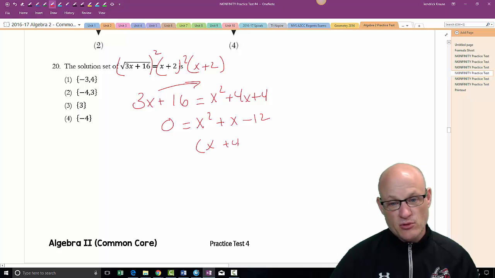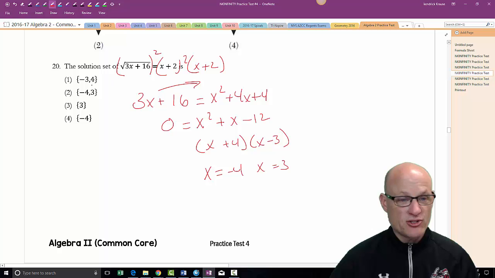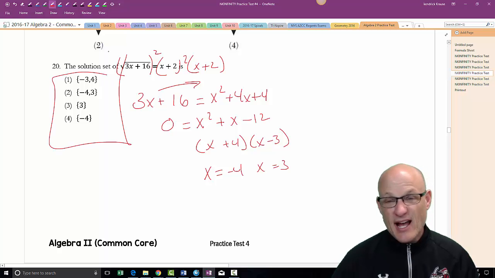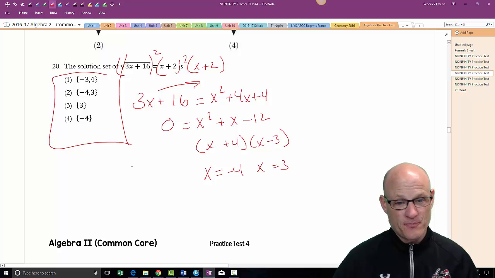x plus 4, x minus 3. And your two answers are x equals negative 4 and x equals 3. Now, I should have known that because they're all sitting right there. However, there's a really good chance one of them does not work.